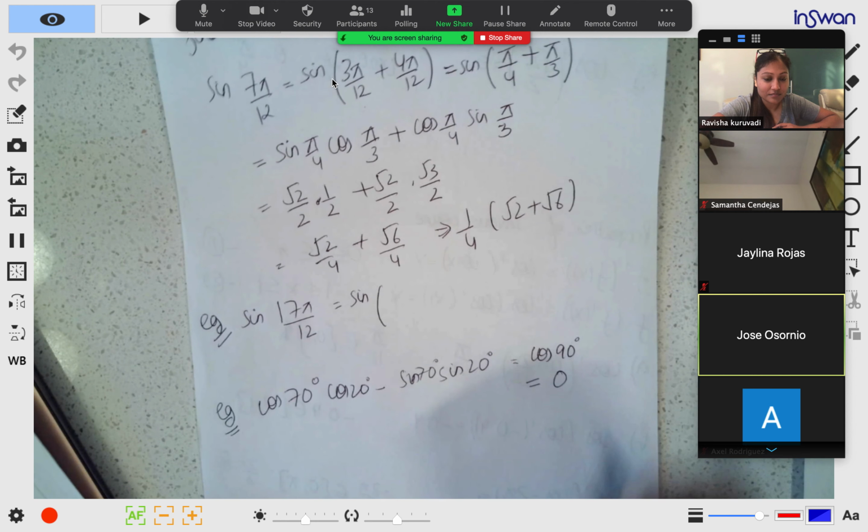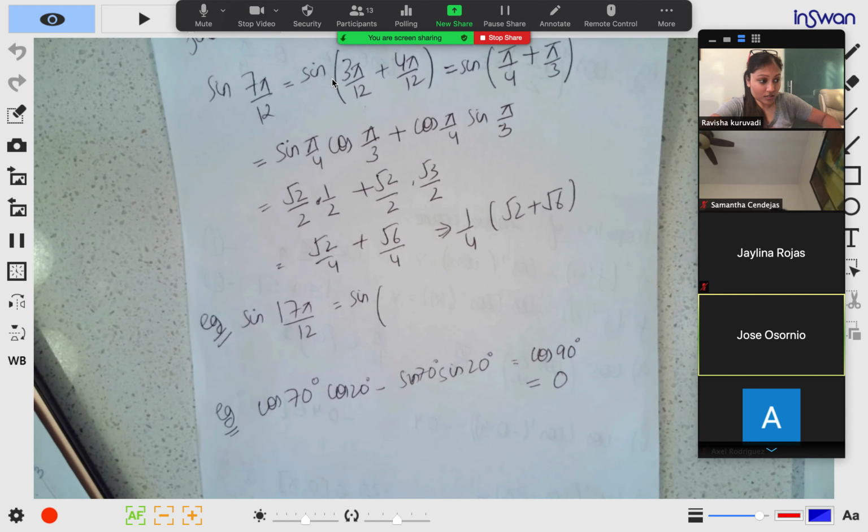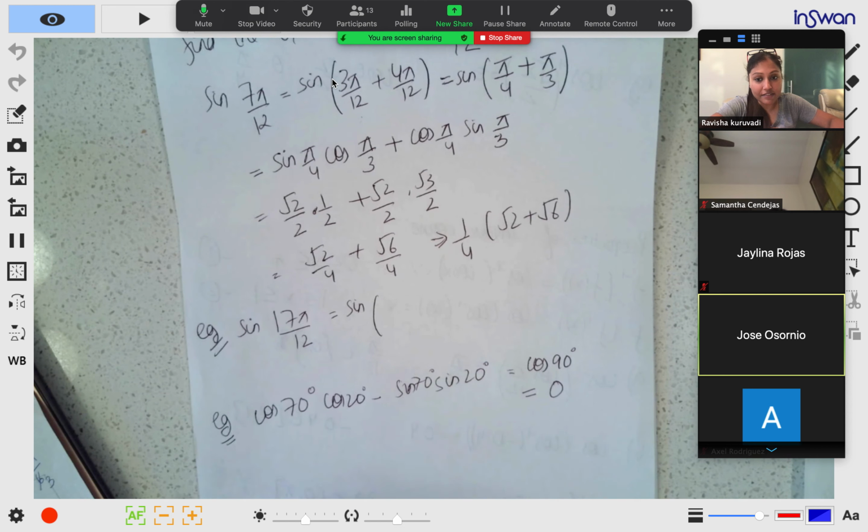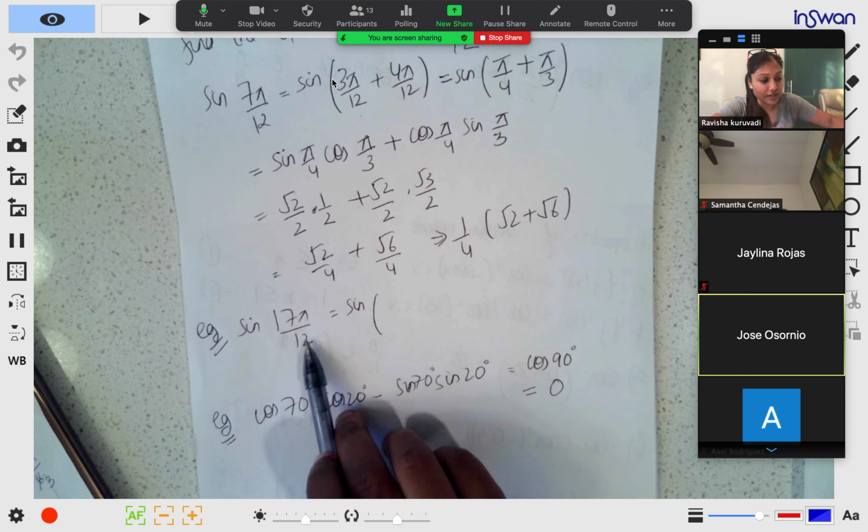Yes. And for that first one, isn't it what we just did for the example? How will you write 17 pi by 12? First, you tell me how will you write 17 pi by 12?